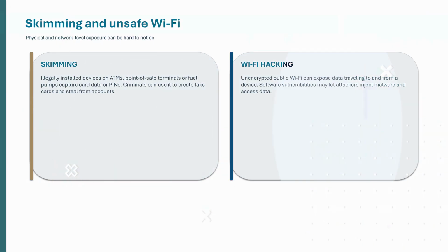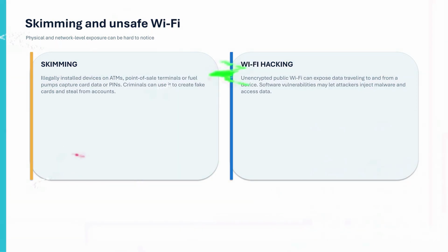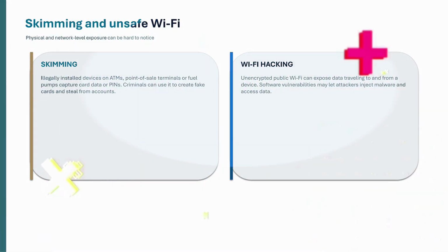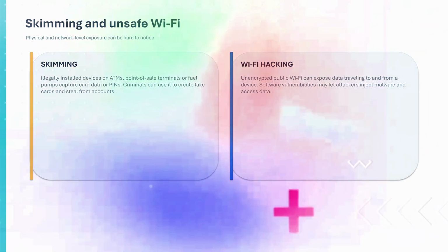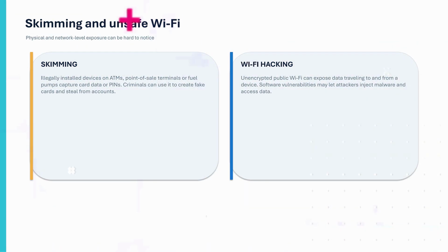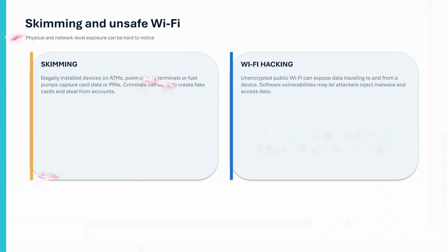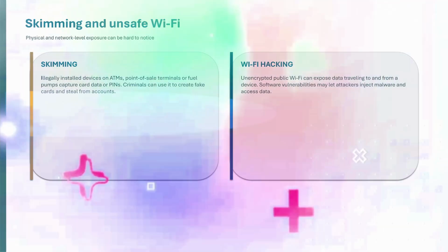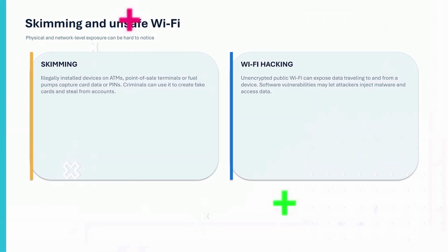Skimming relies on physical devices attached to ATMs, payment terminals, or fuel pumps to capture card data and PINs. Unsafe public Wi-Fi networks can expose your unencrypted web traffic or allow malware injection on unpatched devices. Before using any card reader, inspect it for loose or unusual parts. Cover the keypad when entering your PIN and choose secure payment methods. When on public Wi-Fi, avoid sensitive transactions unless you are connected through a trusted VPN.